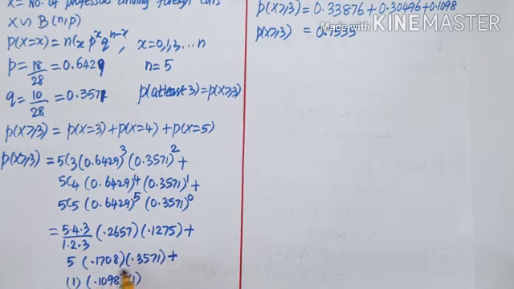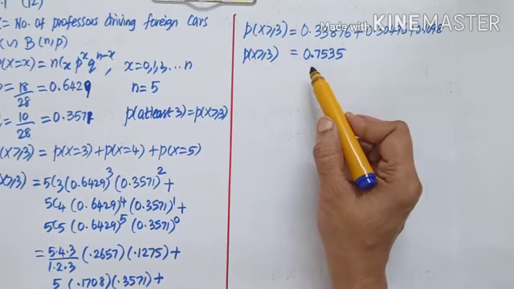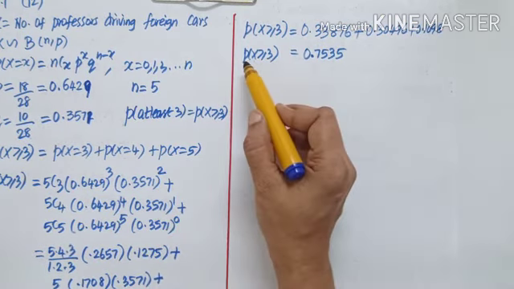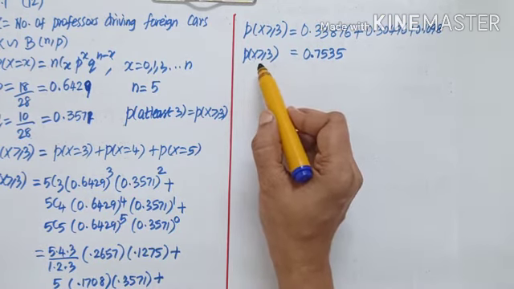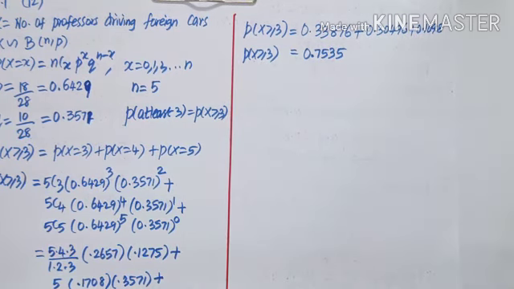Multiply all this and write out the answer. Similarly, the second term fully, multiply and write the third term fully. Then as we add, we get 0.7535. So the probability of x greater than or equal to 3 is 0.7535 and that is the answer.